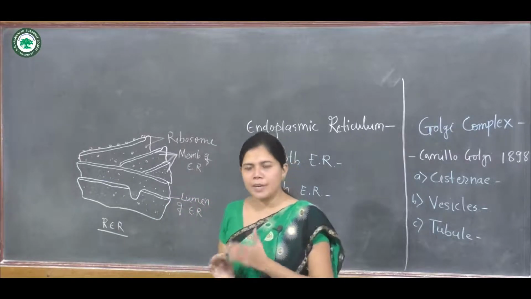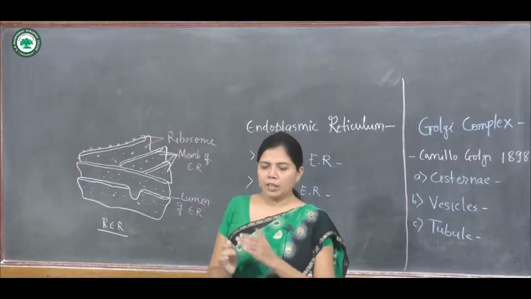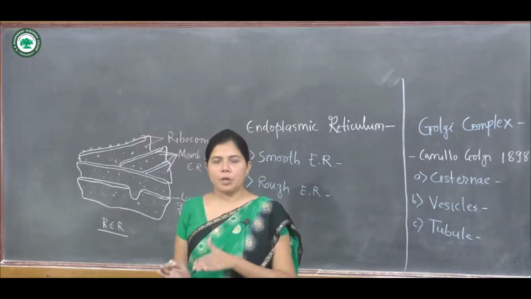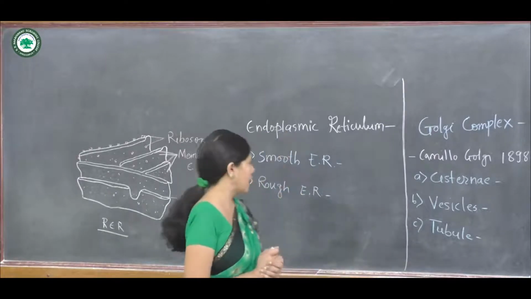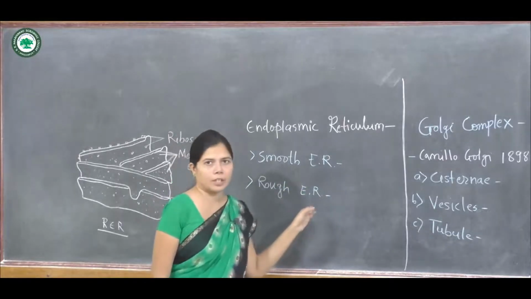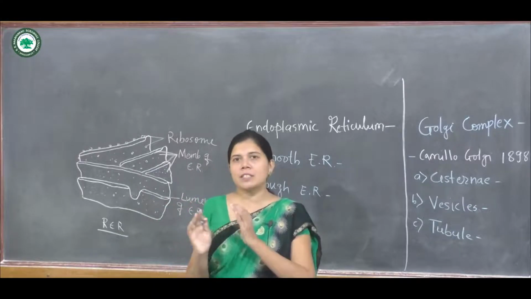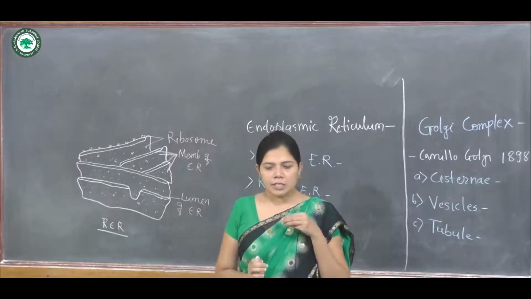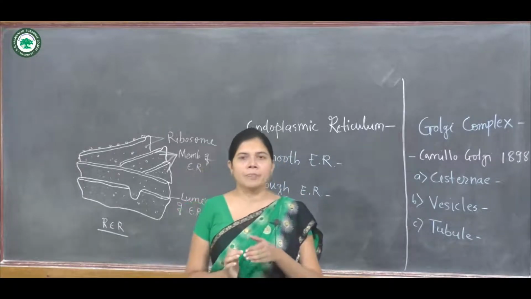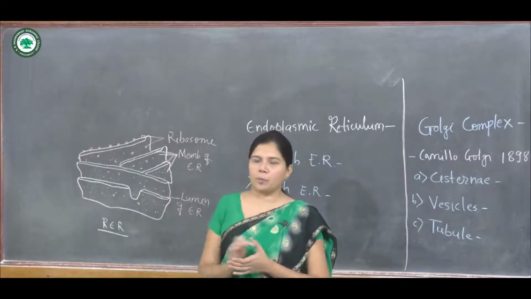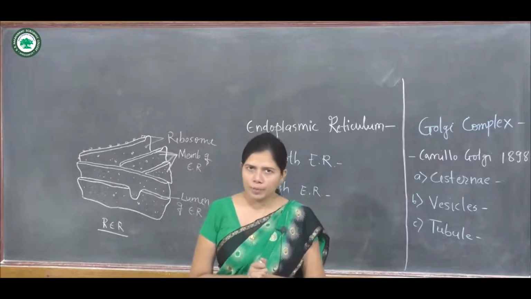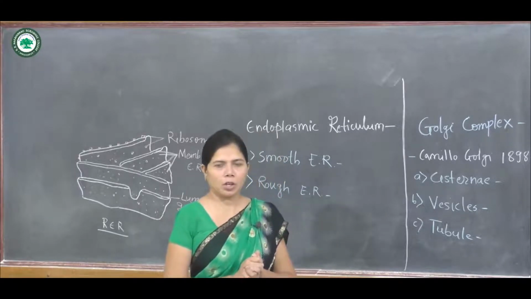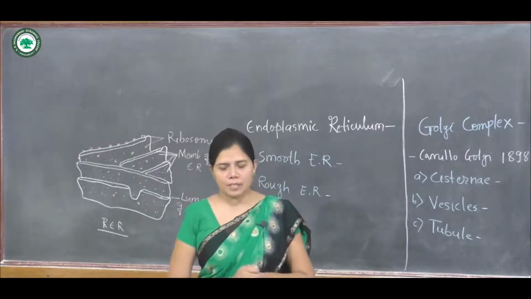The function of the endoplasmic reticulum depends upon its type. There are two types of endoplasmic reticulum, smooth endoplasmic reticulum and rough endoplasmic reticulum, according to the presence or absence of ribosomes. If ribosomes are present on the endoplasmic reticulum, it is the rough endoplasmic reticulum, and if ribosomes are absent, it is known as the smooth endoplasmic reticulum.